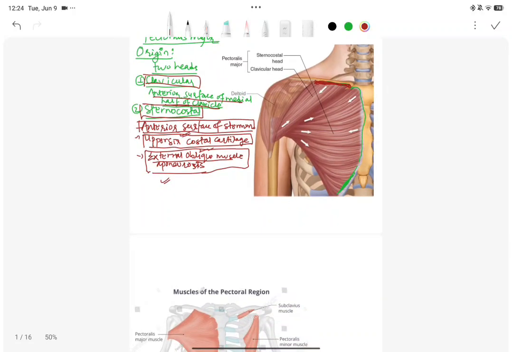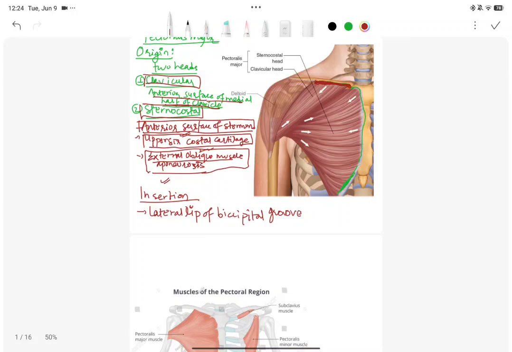And there is the insertion. Now where is the insertion? The insertion is at the lateral lip of the bicipital groove. Lateral lip of the bicipital groove. I mentioned the bicipital groove earlier as well.